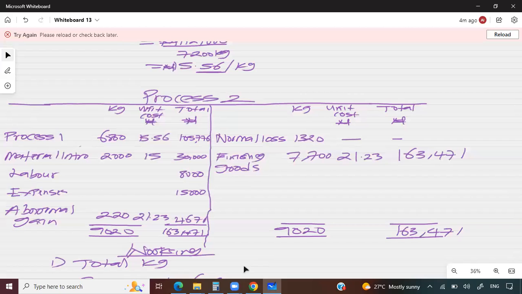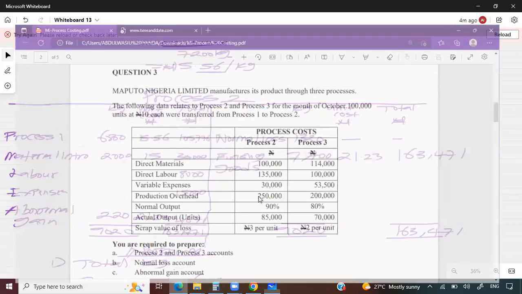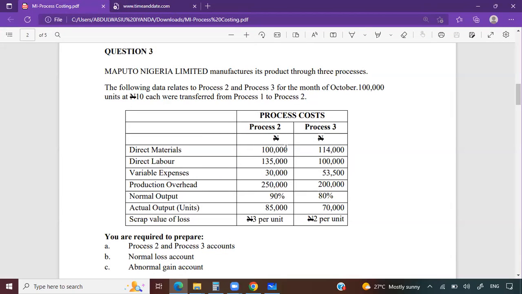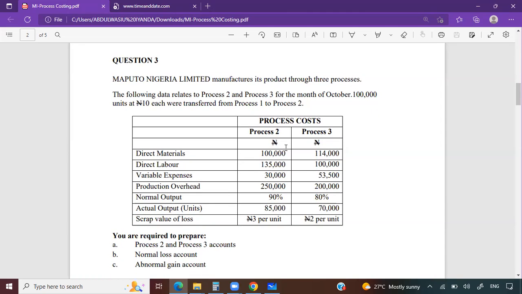So if you can use your calculator, it's not bad. I just want to make sure that you understand. So do this for process 3 as well. Tell me what will be the value that we are going to transfer from process 2 to process 3. Time starts now, please. What will be the value that is transferred to process 3? I need the units, and I also need the cost.